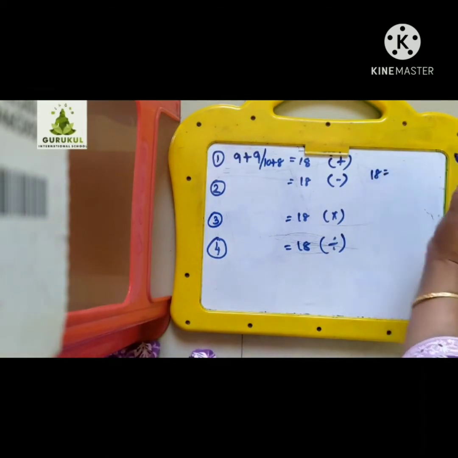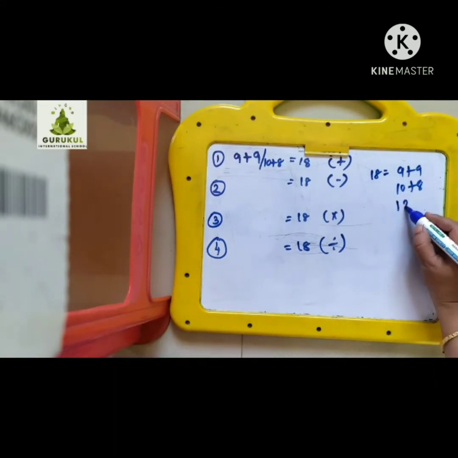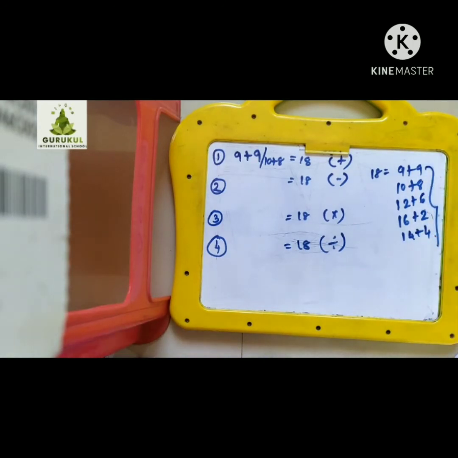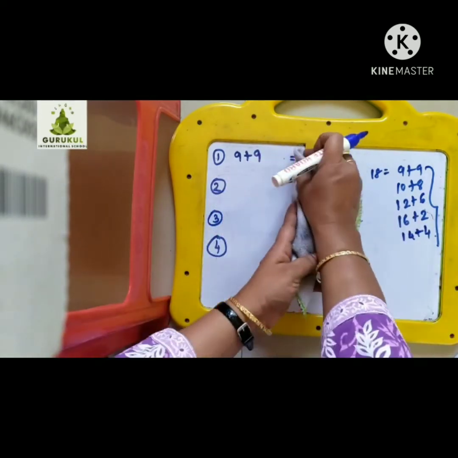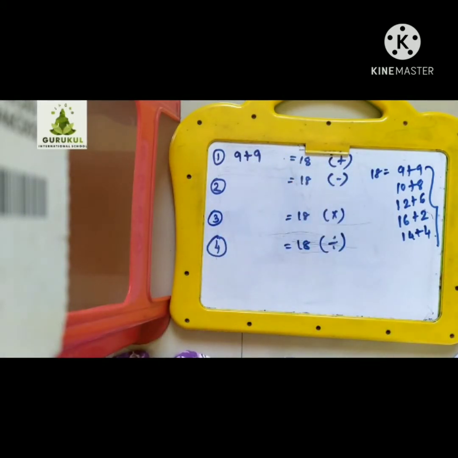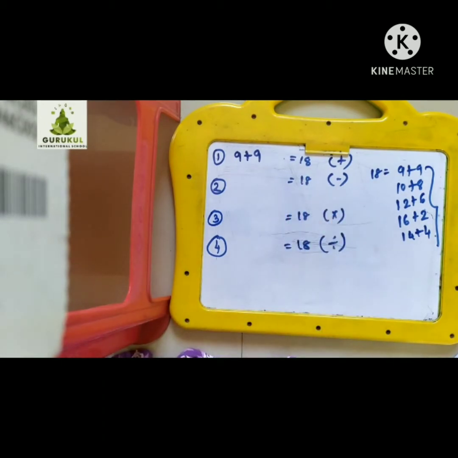See, 18 addition can be given by 9 plus 9, 10 plus 8, then you get here 12 plus 6, then you get 16 plus 2, okay, you get here 14 plus 4, okay, any form that you want to decide you take up. For example, I took here 9 plus 9. Okay, so my first pair of number where my addition answer has to come 18, I took the number 9 plus 9.